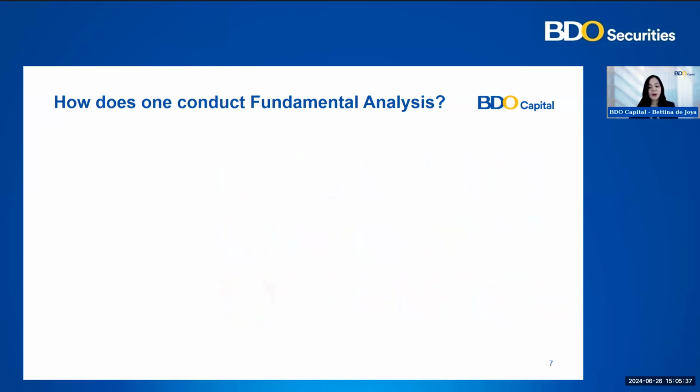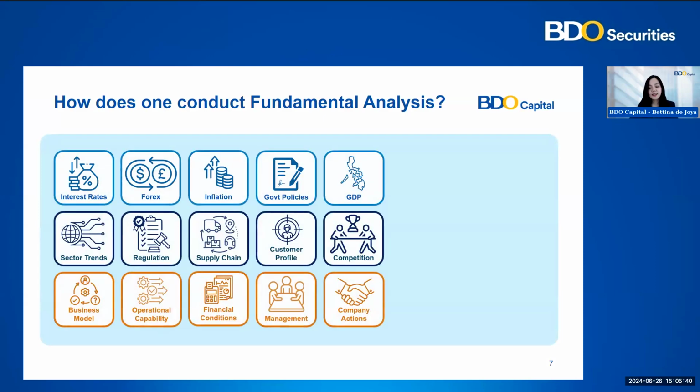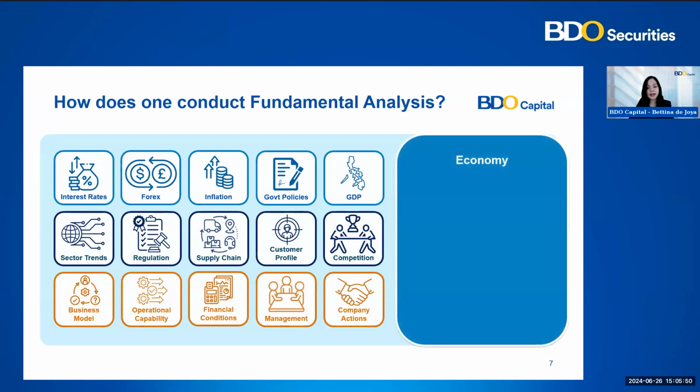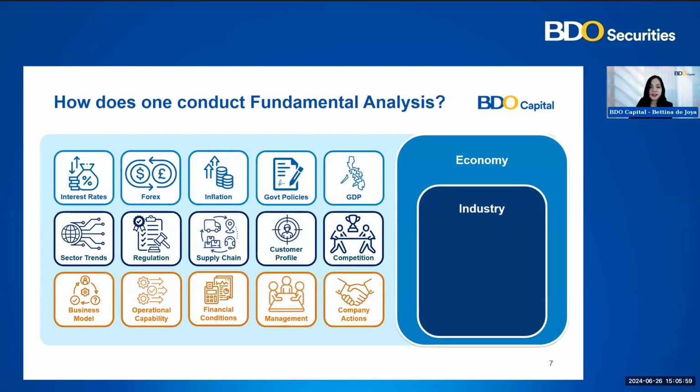Because of all the points that need to be considered, the task could feel a bit overwhelming. The factors on screen are not even an exhaustive list of what these factors could be. So to make the assessment more manageable, analysts usually follow a framework that studies these factors in order. First would be economy, industry, and then company.